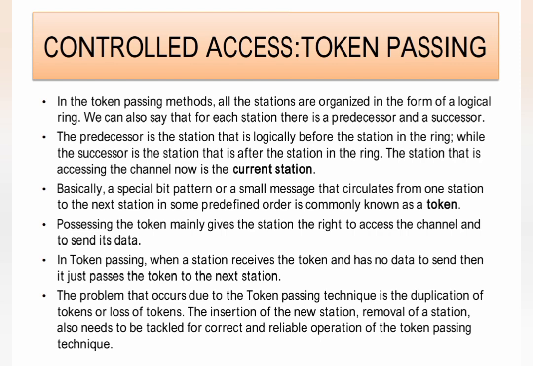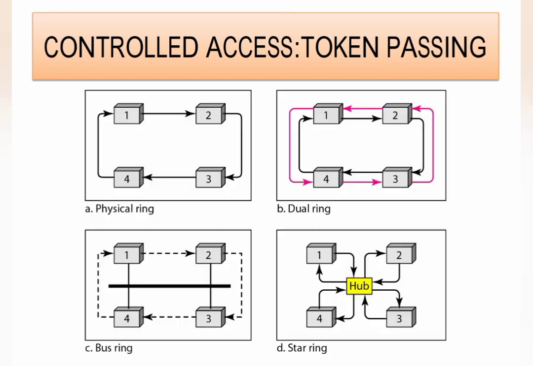The main problem that occurs while using the token passing technique is the duplication of tokens or loss of tokens. The insertion of a new station and removal of a station also need to be tackled for correct and reliable operation of the token passing technique. Here the main problem is with the tokens, stations and the links.